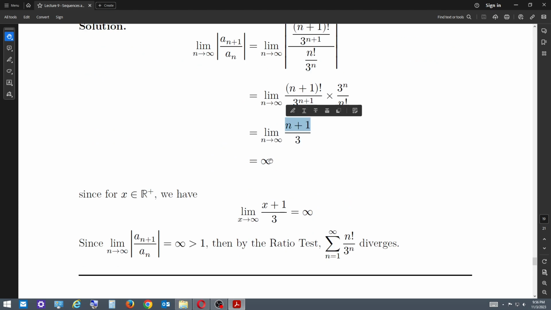Again, you need to replace your limit with x as a variable, where x is positive real numbers. This limit here is infinity. So it means that the original limit here is also infinity. And when that happens, as long as the value is bigger than 1, then by the ratio test, the series diverges.